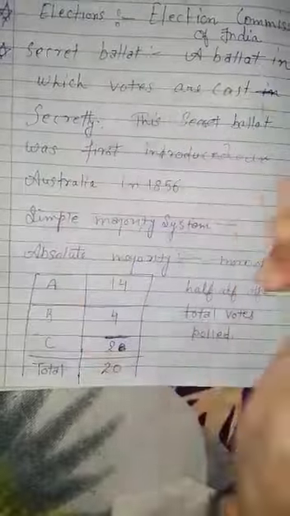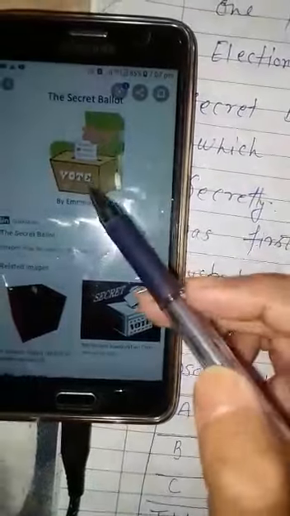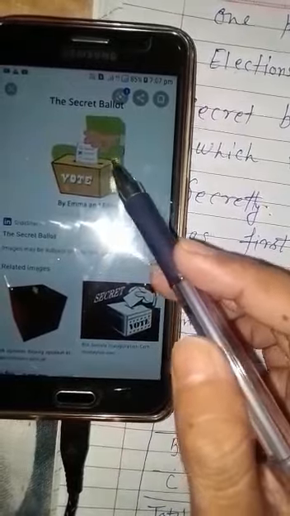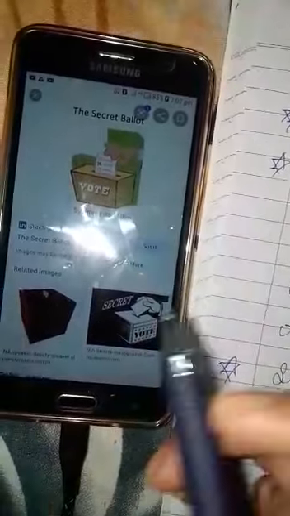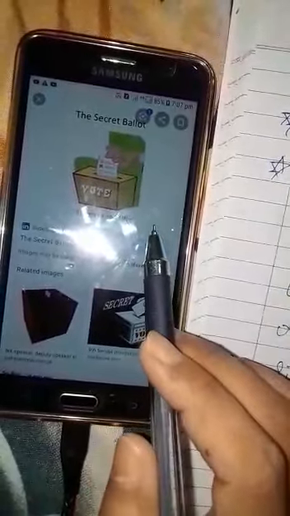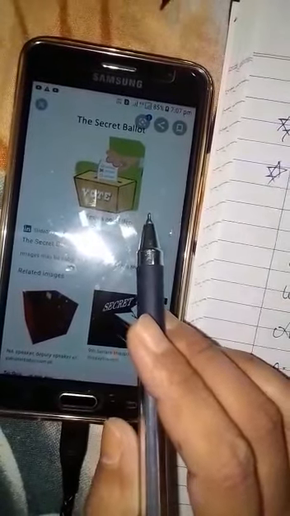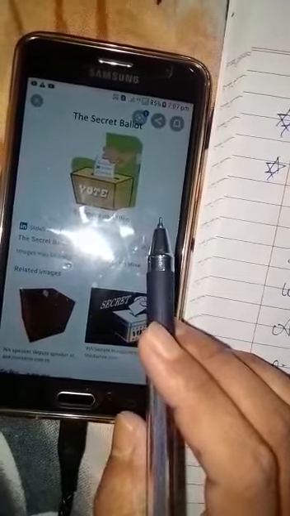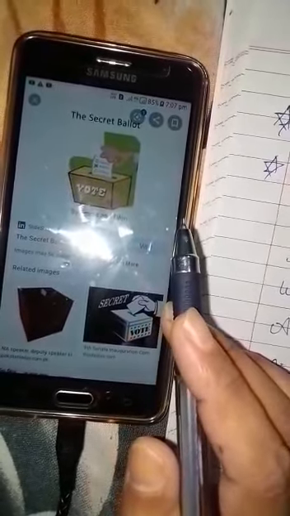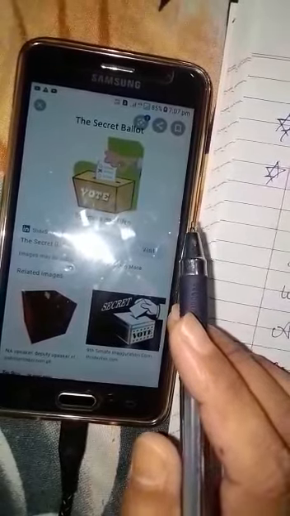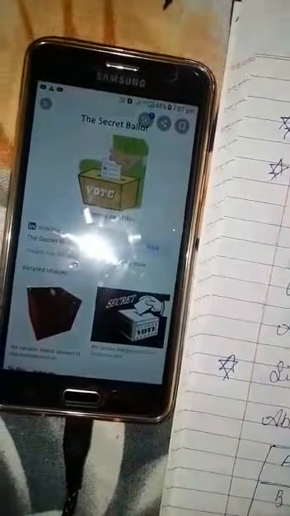See the picture of secret ballot. See, this is a secret ballot in which people are casting their vote secretly. The secret ballot was first introduced in Australia in 1856. Today we are using an electronic voting machine in place of the secret ballot. Which machine? Electronic voting machine.